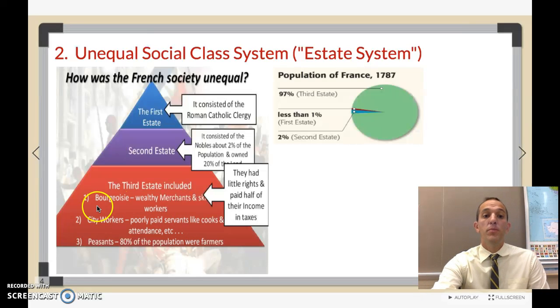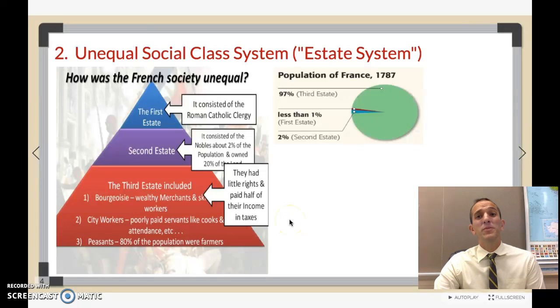So we have this group called the bourgeoisie. I often like to think of them as being bougie. They're rich, they're wealthy, they have money. They're merchants, they could be lawyers, they could be doctors. They are skilled workers, people who have a talent that other people just can't pick up and start taking on.